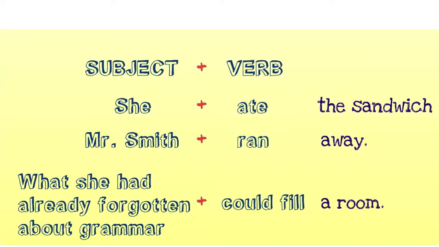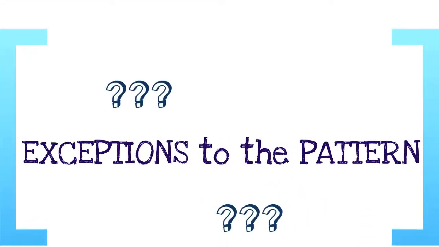By now you may have noticed a pattern forming. That is, that the subject often comes before the verb in the sentence. This is a good rule of thumb for finding the subject in a sentence. However, with all grammar, there are exceptions to this pattern.